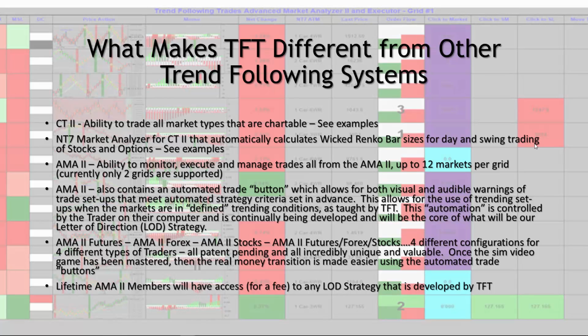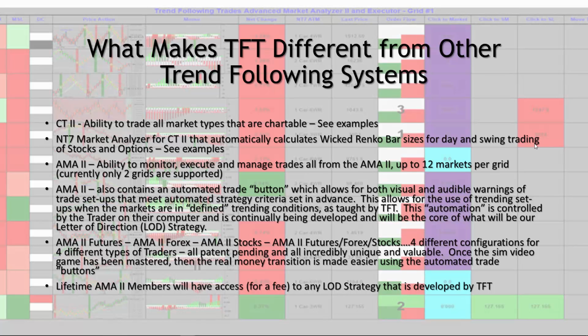It's our ability to trade all different market types, futures, forex, stocks, and options on stocks. And it's anything that's chartable, essentially. And I'm going to show you examples. We also have a market analyzer from NT7, NinjaTrader 7, for the chart trader that automatically calculates. We provide Witt-Renko bars as our primary bar type, and it automatically calculates the Witt-Renko bar size for day and swing trading of stocks and the options, on the underlying. And I'll show you the examples.